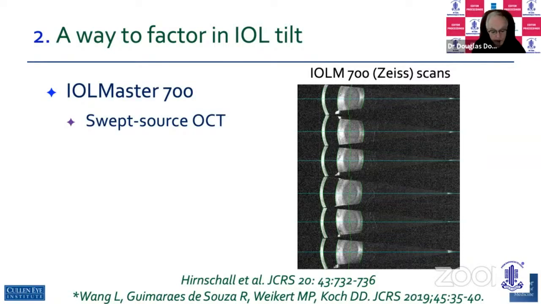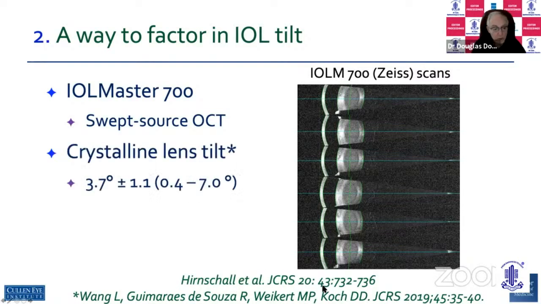And we did a study. The first one came out from Oliver Schindler and Nino Hirnschall, a wonderful paper. And we subsequently published a study that found that the crystalline lens tilt was 3.7 degrees, but up to 7 degrees. And this shows, of the 6 cuts with the IOL Master 700, the cut with the most tilt.